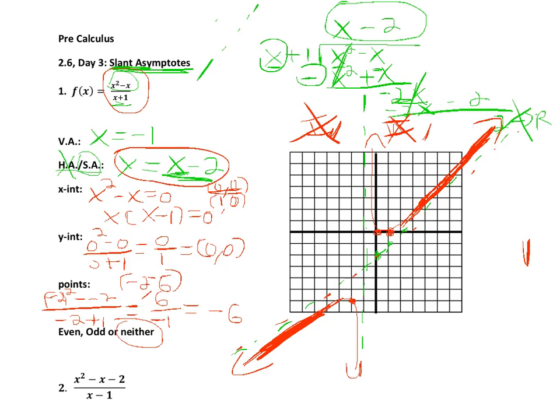You pretty much do everything the same. The only thing that's new, and really you know how to do it, is long division. And that's only when the degree is bigger up top. Okay, we will do number 2 in class tomorrow along with some other examples.